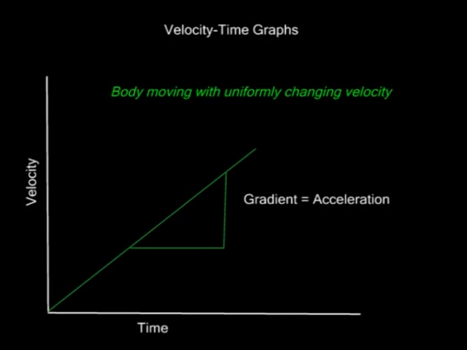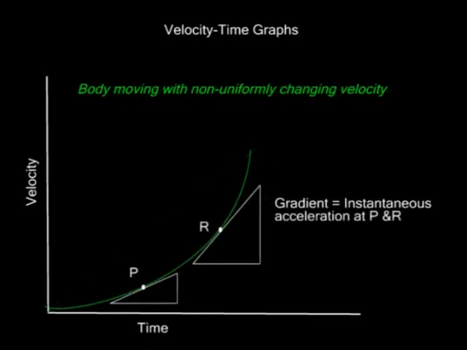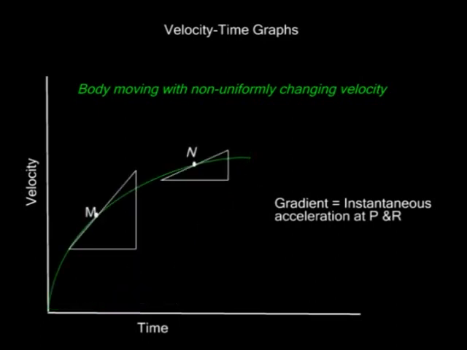For a body moving with its velocity changing non-uniformly, the velocity time graph is a curve. The curve is steeper at R than at P, and the rate of change of velocity with time at R is therefore higher than that at P. The acceleration thus increases with time. For an acceleration that reduces with time, the graph is the reverse of such. Here, the curve is steeper at M than at N.